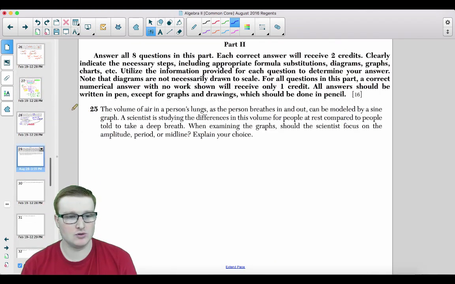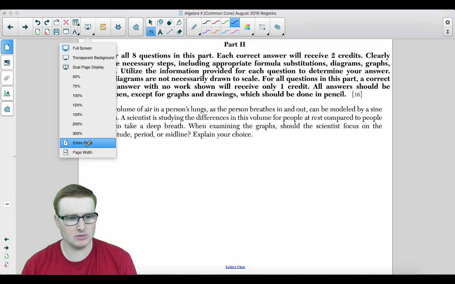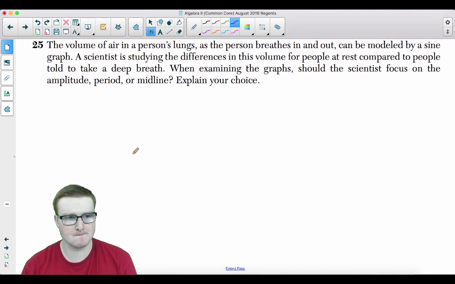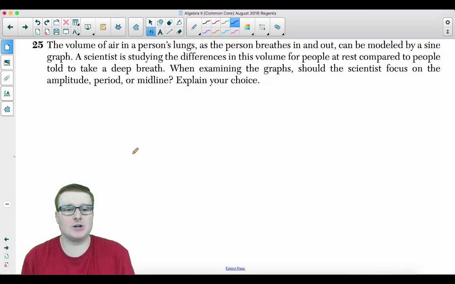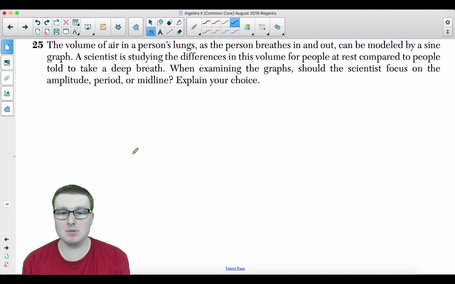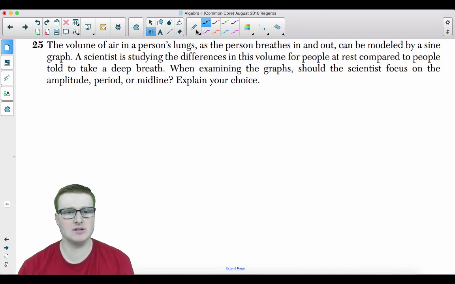Without further ado, we're jumping right to the part 2s of this exam. Here we go. The volume of air in a person's lungs as the person breathes in and out can be modeled by a sine graph. A scientist is studying the differences in the volume for people at rest compared to the people told to take a deep breath. When examining the graphs, should the scientist focus on the amplitude, the period, or the midline, and explain your choice? This is definitely a challenging part 2 question, in my opinion.